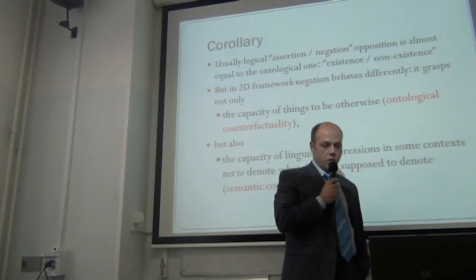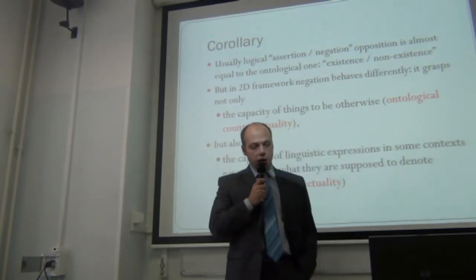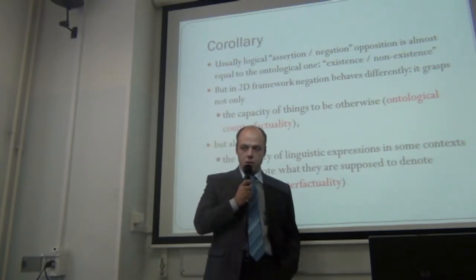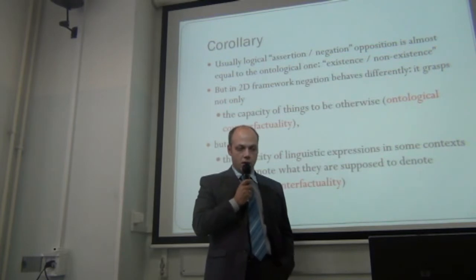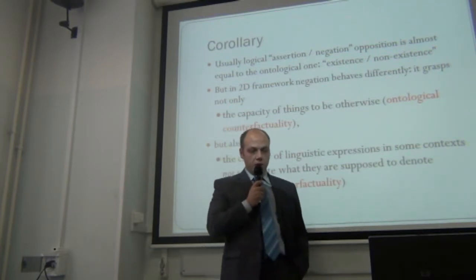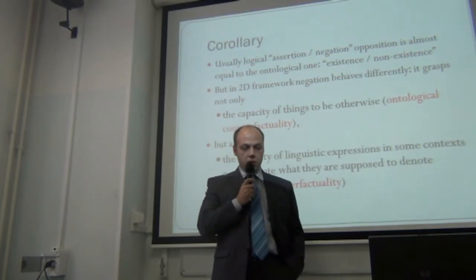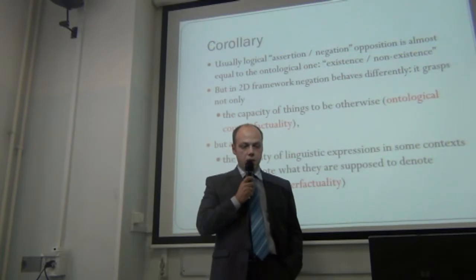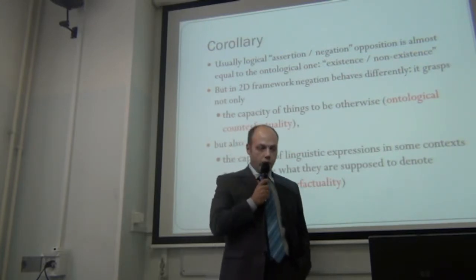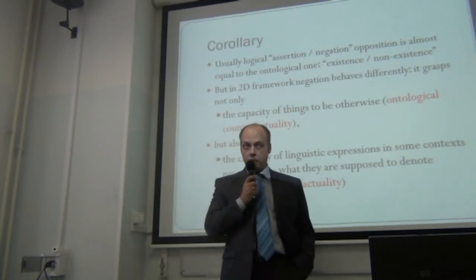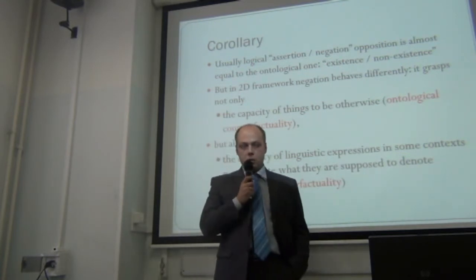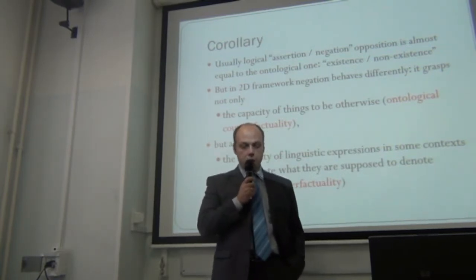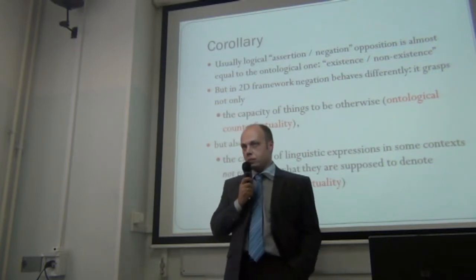But in a two-dimensional framework, negation behaves differently. It grasps not only the capacity of things to be otherwise, I mean ontological counterfactuality, but also the capacity of linguistic expressions in some contexts not to denote what they are supposed to denote. I mean semantic counterfactuality. So, two dimensions, two ways of considering possible worlds, and two different negations. Thank you.